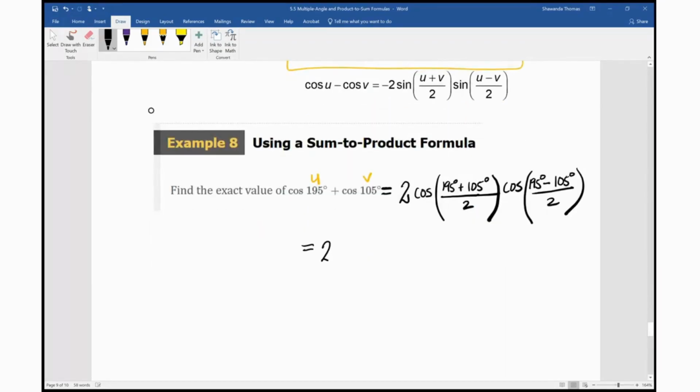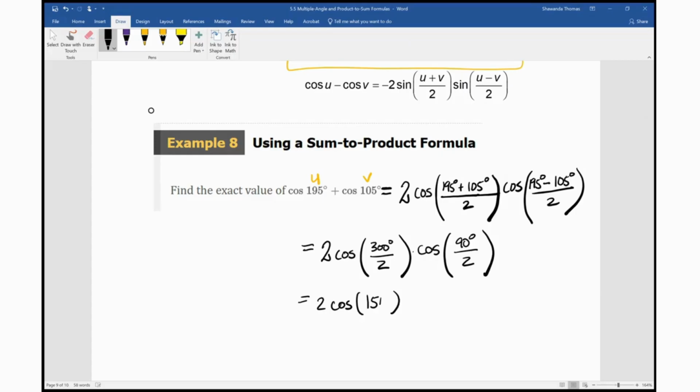Okay. What is 195 plus 105? 300 degrees, times cosine. What is 195 degrees minus 105 degrees? 90 degrees. What is 300 divided by 2? 150 degrees. What is 90 degrees divided by 2? 45. Yep.